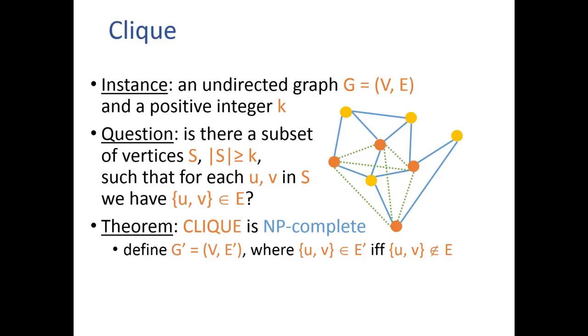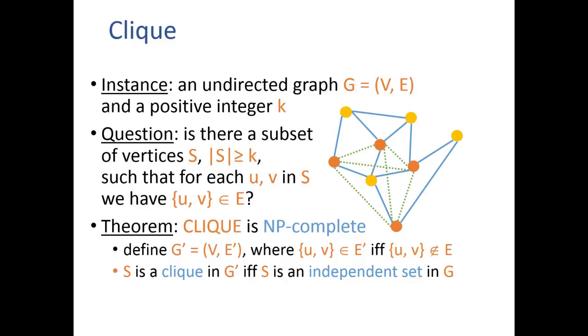In my instance of clique, the graph is a graph on the same set of vertices, but the set of edges is exactly the complement. I include an edge if and only if it did not appear in the original graph. And I keep k the same. Now the graph theoretic claim: a set of vertices forms a clique in the new graph if and only if it formed an independent set in the original graph.